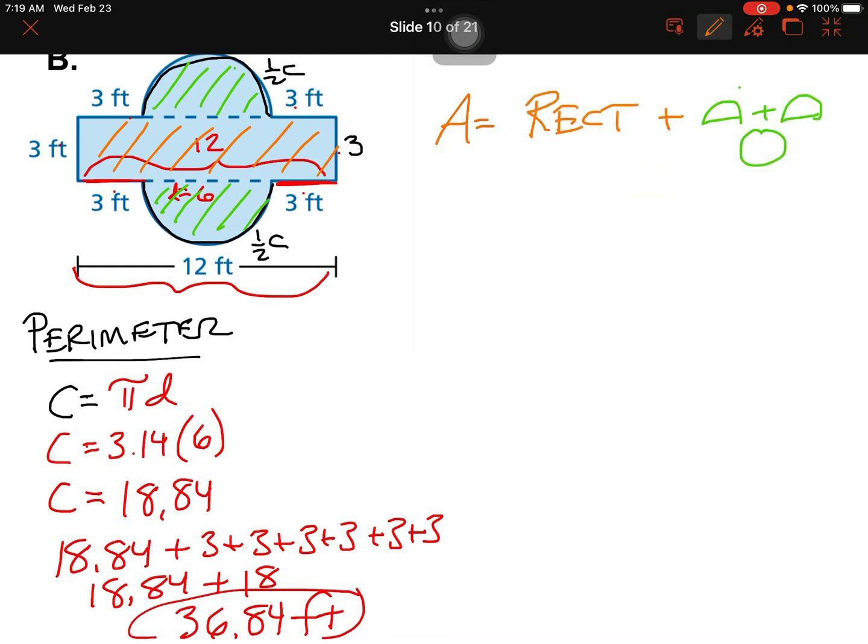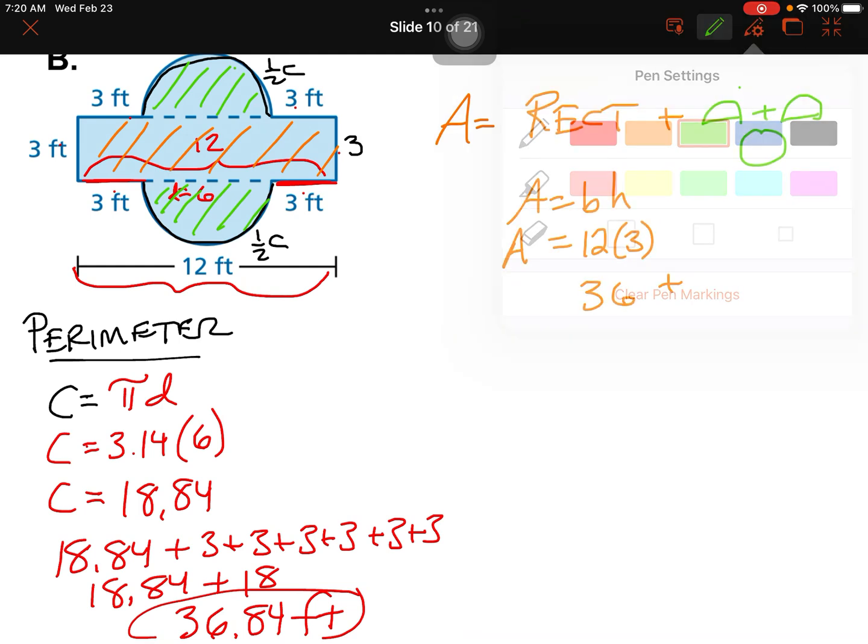So let's start with the easy. The rectangle would be base times height. Well, that base is going to be the full distance, which is 12. The height is going to be 3. That's going to give you 36. You're going to be adding that to your area of your circle. Well, your circle is pi r squared.